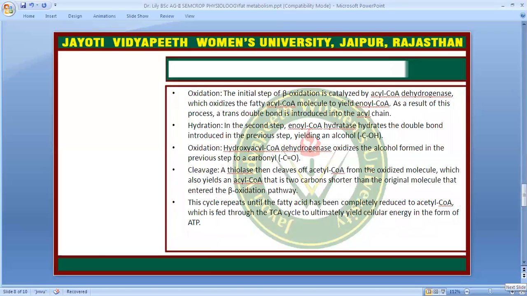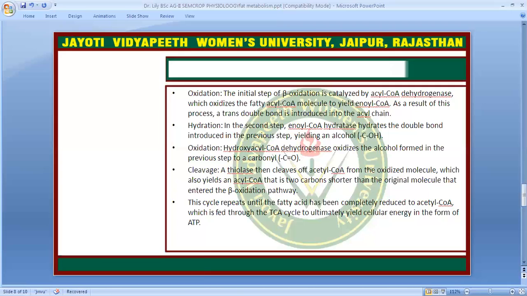Now, after this, the second process is oxidation. The initial step of beta oxidation is catalyzed by acyl coenzyme A dehydrogenase. Now, what does it do? It oxidizes the fatty acyl coenzyme A molecule to give enoyl coenzyme A. As a result, a trans double bond is introduced in the acyl chain. The second step is that enoyl coenzyme A hydratase hydrates the double bond which was introduced in the previous step to give an alcohol.